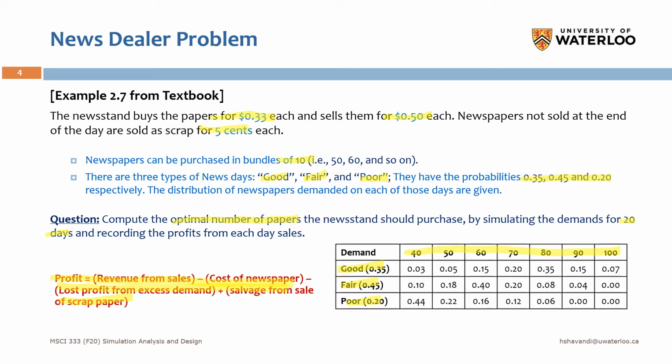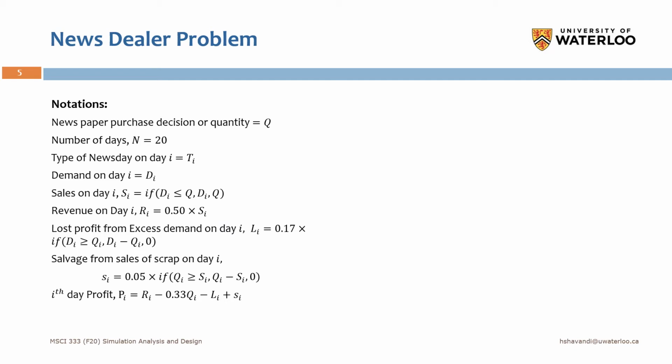So we may have excess demand, or we may have excess quantity in inventory, right? If we have excess demand, we have lost profit, or if we have excess quantity in inventory, we will have salvage value for the scrapping of those papers, right? So by this function, we can calculate the profit for each day. Okay. So let's define the notations that we need to model this problem.